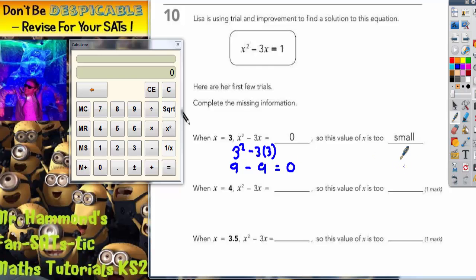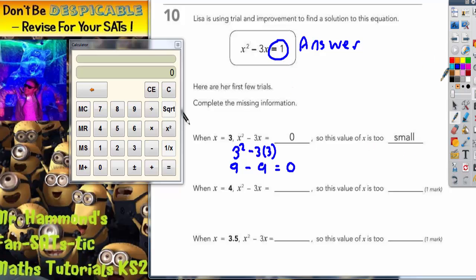Now, why is this too small? Well, we're trying to make this equal to 1. This equals 1 on the end is absolutely crucial because that's what the answer needs to be. It needs to equal 1. Her answer is equaling 0, and obviously 0 is too small because it's less than 1. So that's why it's too small.